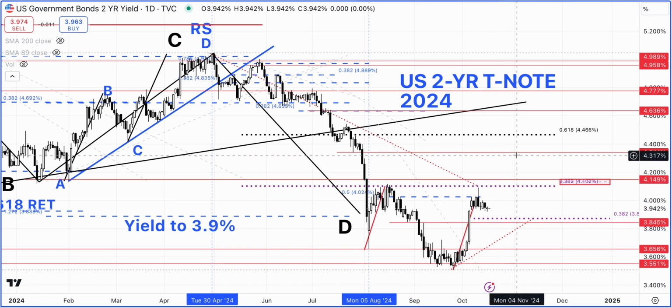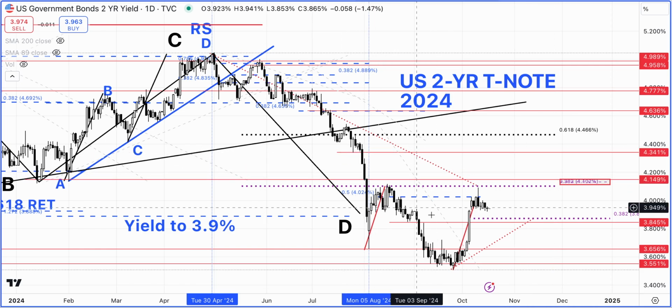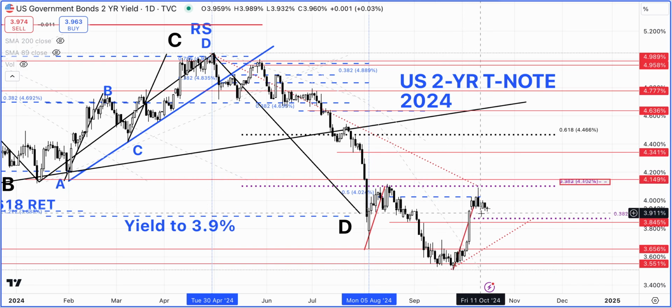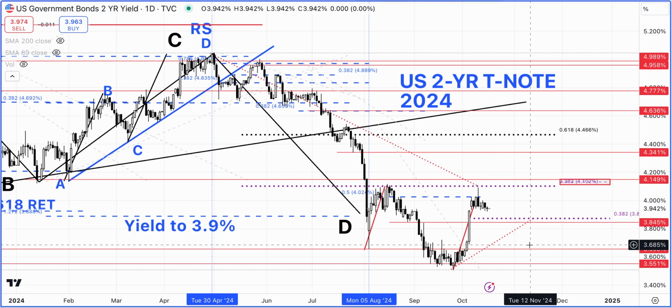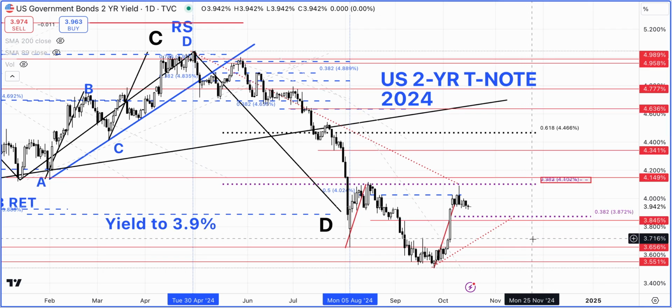However, there is still a chance that it could make a move higher to 4.34%, which is going to be the structural right over here. However, with the market just being sideways in a trading range, the chances favor sideways to downward trading, and we could see 3.87% on the 2-year Treasury note.